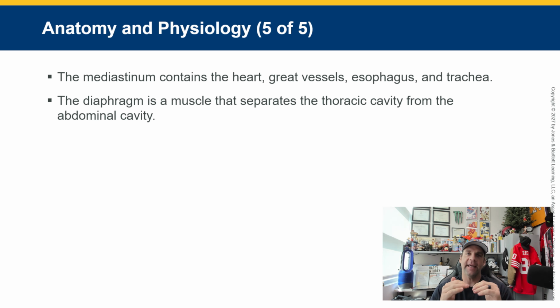Now, at the base of the thorax is the diaphragm. It separates the chest cavity from the abdominal cavity. But it's much more than just a divide, right? The diaphragm again is one of the primary muscles for ventilation. Its movement changes the volume of the chest, and in turn can change the pressure within it. And those pressure changes are what allow air to move into and then out of the lungs.